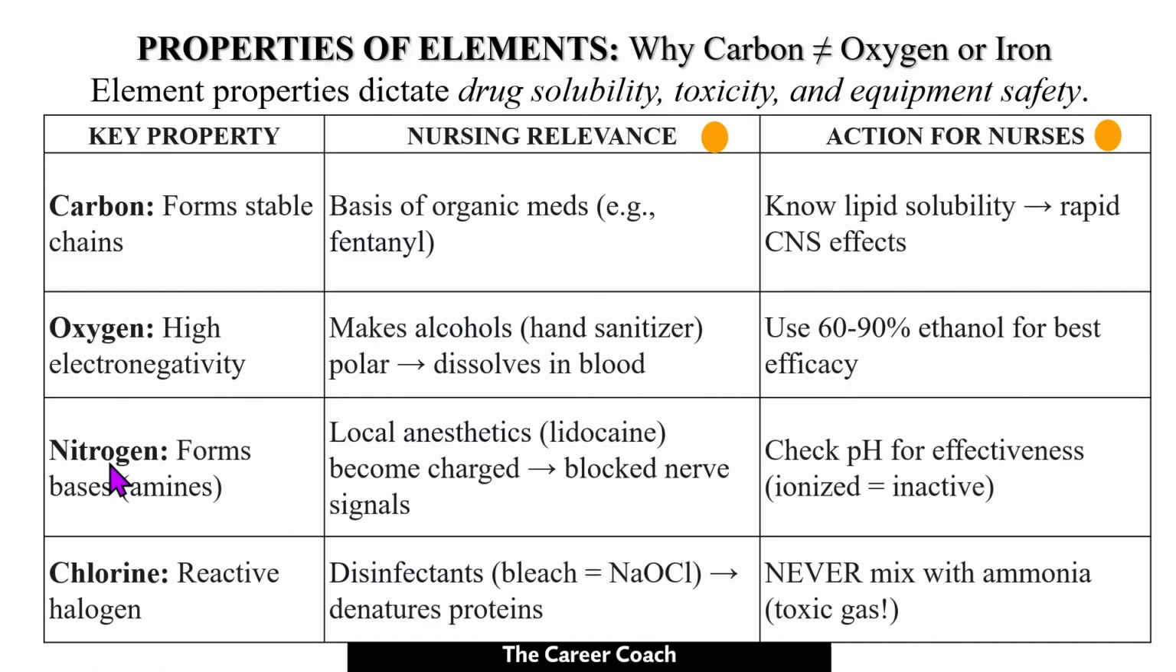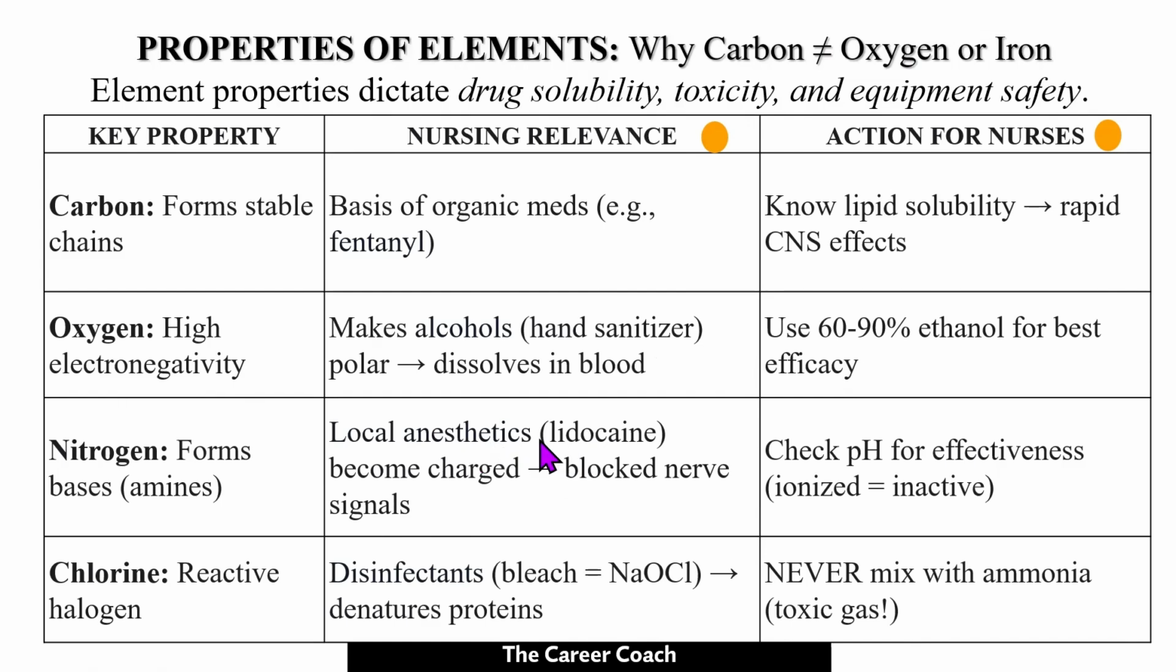The next element to look at is nitrogen. Nitrogen forms bases, for example, amines. Nursing relevance: nitrogen is the major component in local anesthetics such as lidocaine. When lidocaine becomes charged, it will block nerve signals. This basically tells us the working principle of lidocaine. Lidocaine has a basic component, which is the neutral nitrogen. That is why it has access into the body.